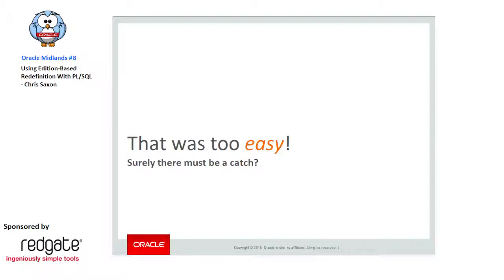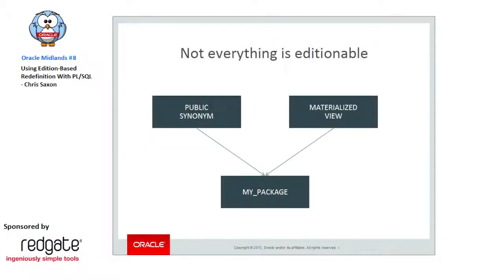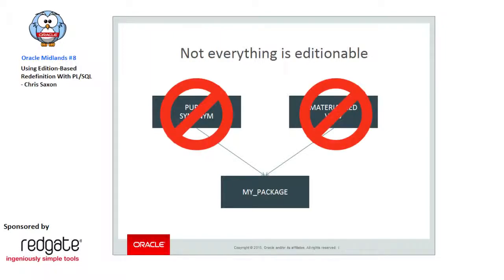There is quite a big catch, which I kind of alluded to when I mentioned not being able to roll back editioning enabling your users. How many people here have public synonyms in their database? Yeah, quite a few of you. They'll be the first casualty of EBR.